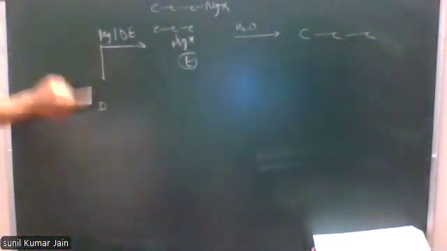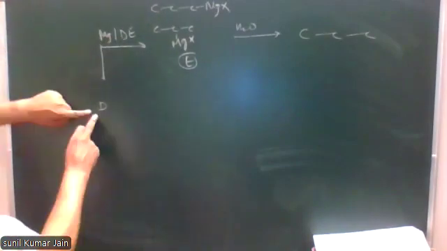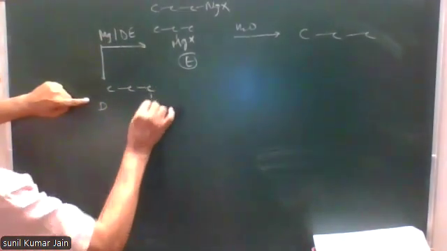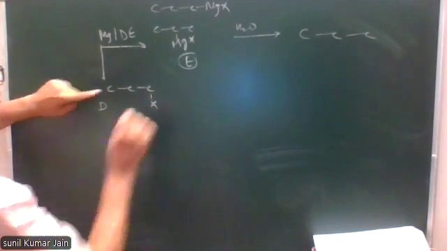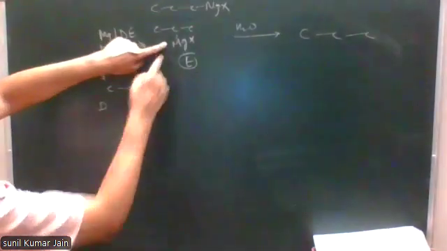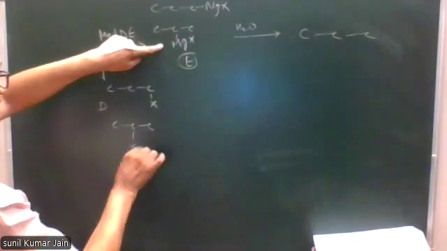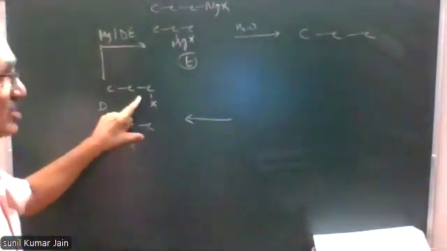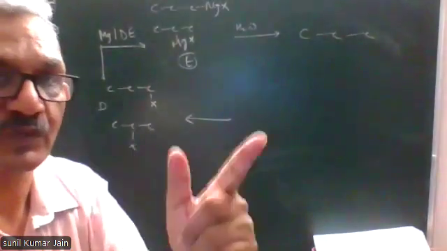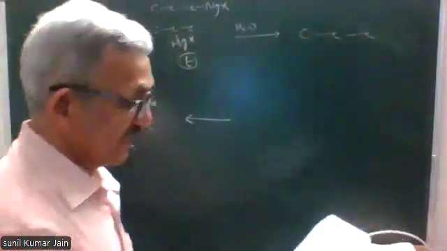Now, to prepare this Grignard, B should be 1-halopropane, and to prepare this, it should be 2-halopropane. Out of these two, maybe one is correct. Which one? That we will decide later.